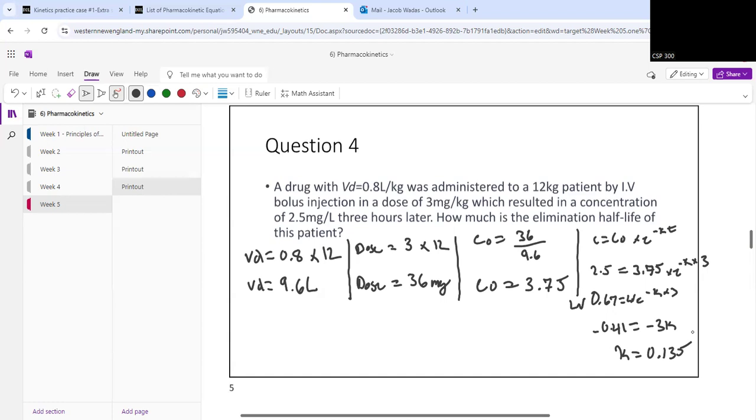What did you guys get for K? It should be 3 decimal places. K is always 3 decimal places. All right, and then T half-life. What did you guys get for T half-life? 5.1 is correct. Good, any questions on 4?